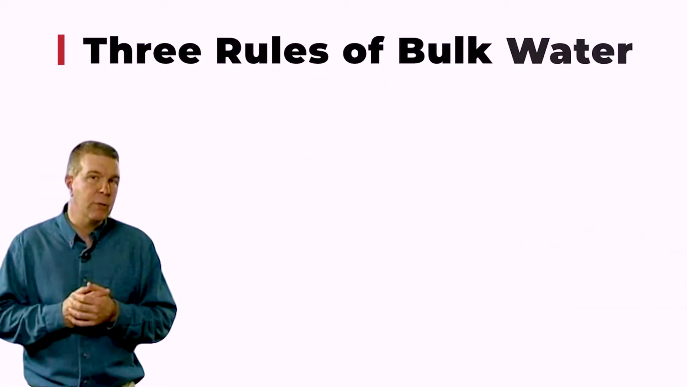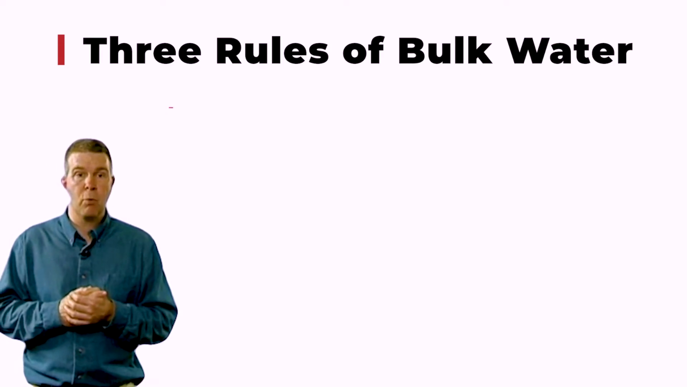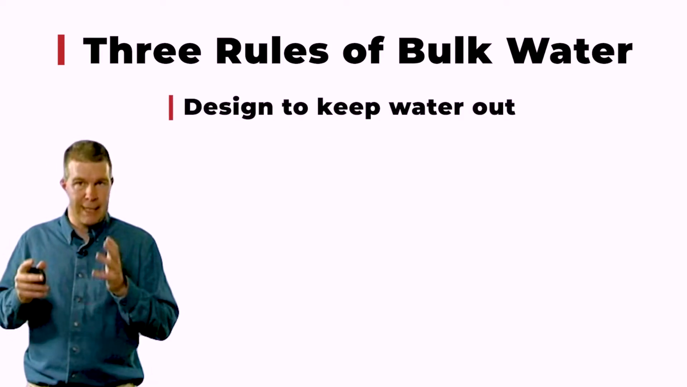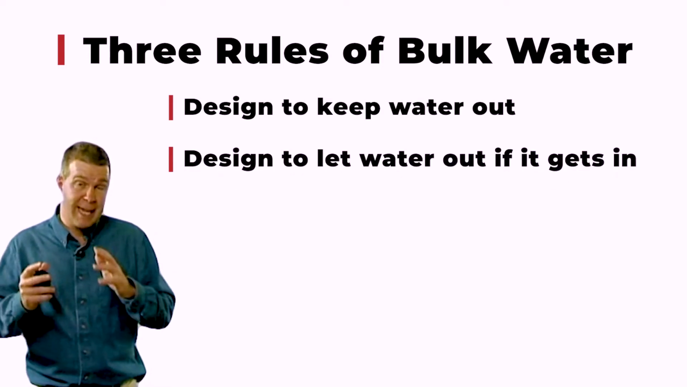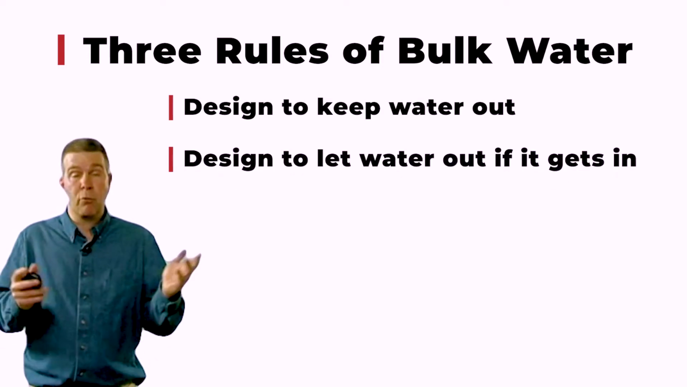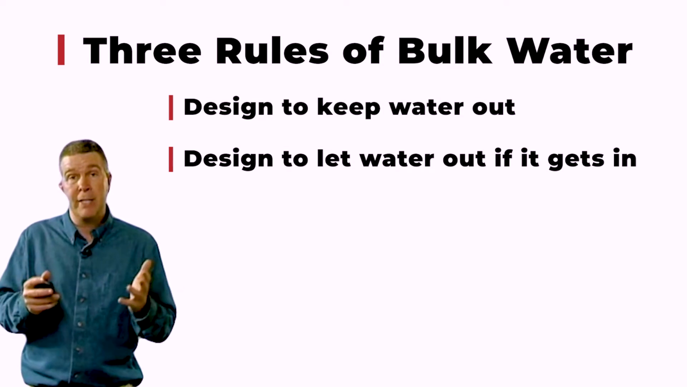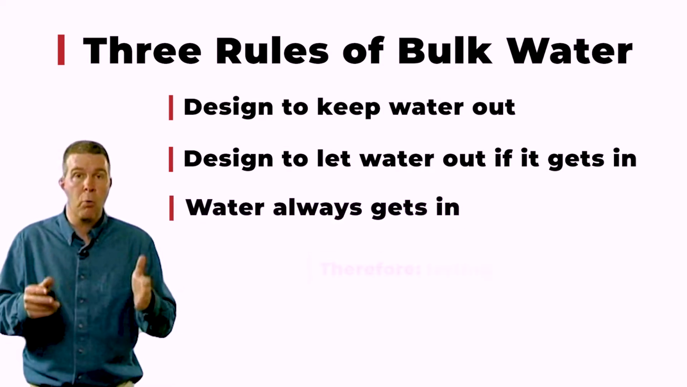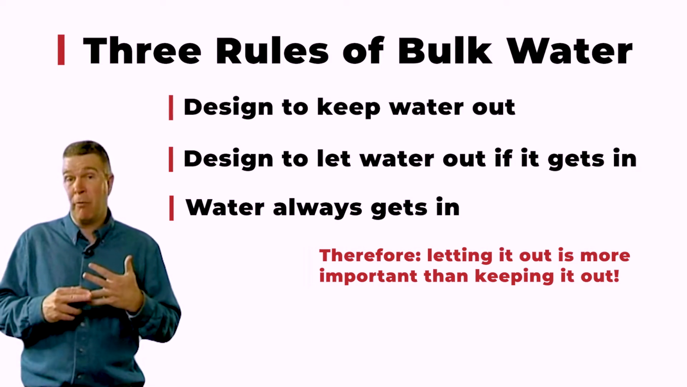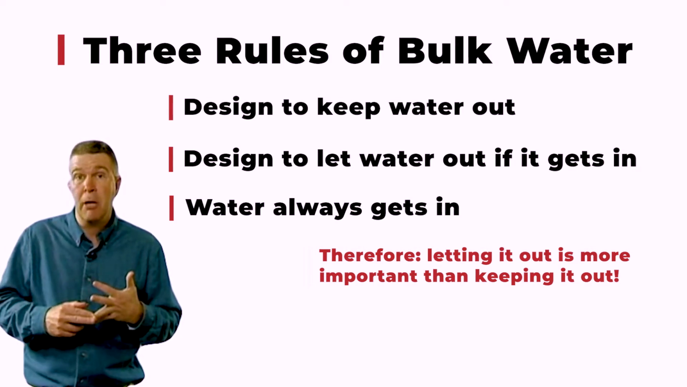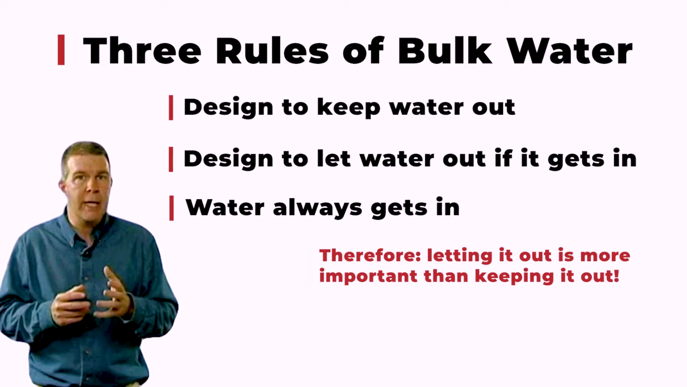Now, I like to say there's 3 rules of bulk water. The first one is design the water to keep it out. The second one is design the water to get out if it gets in. And of course, the third rule is kind of the spoiler, and that is it always gets in. Water will always get in, whether in the form of bulk water or even in the form of vapor that then condenses and becomes bulk water. But water will get in.